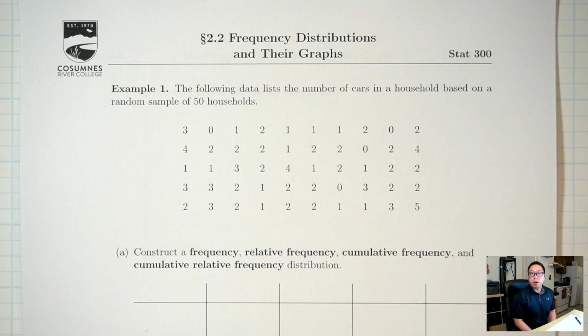In the last two lectures, we talked about the types of data and collecting data. How do you choose who you collect data from? Today, we'll talk about what you do after you have the data. How do you organize the data, and how do you summarize the data? Let's take a look at example one.